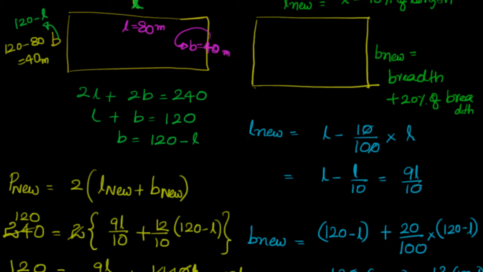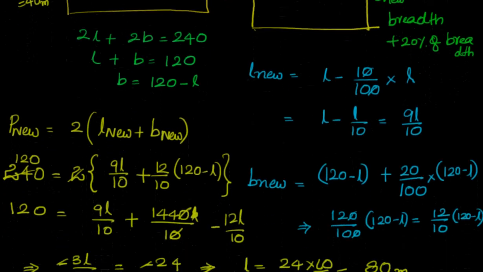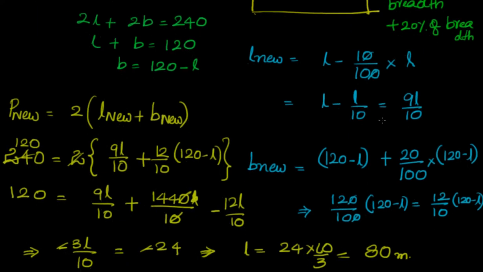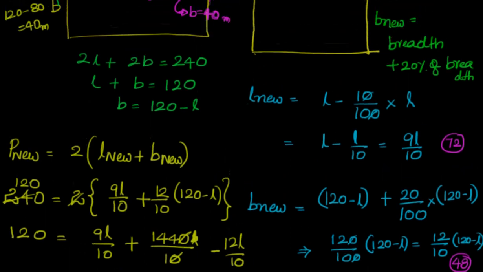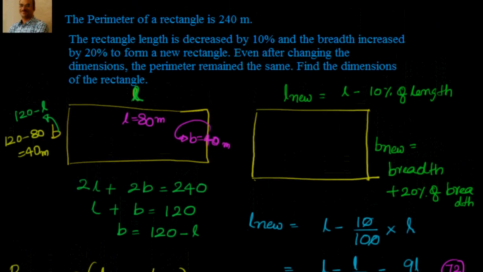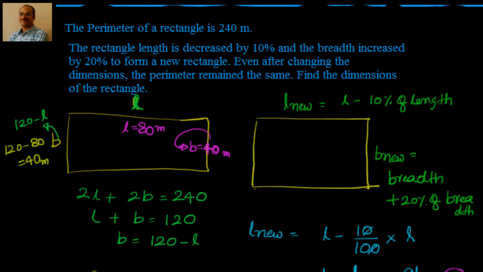Now how to verify that is, let's calculate what is L new. If L is 80, L new is 72. If B is 40, B new is nothing but 48. You can check that. So you calculate again the perimeter, it's nothing but equal to 240. So we can safely say that we did the solution, we got the solution right.